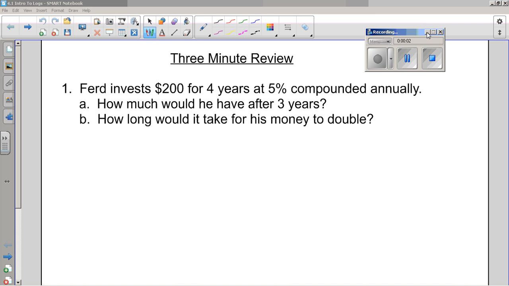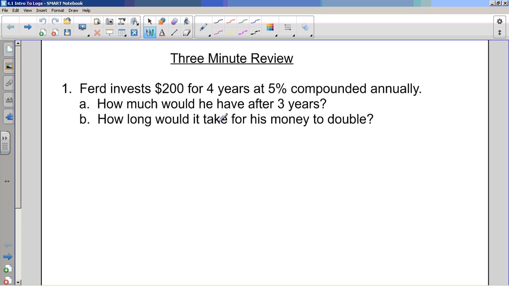And welcome, function folks, for the first real lesson of the new unit, the exponential functions, and something called logarithms that we'll actually find out today what that's all about.